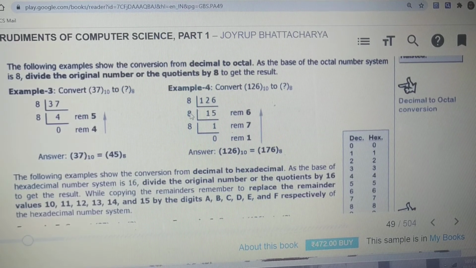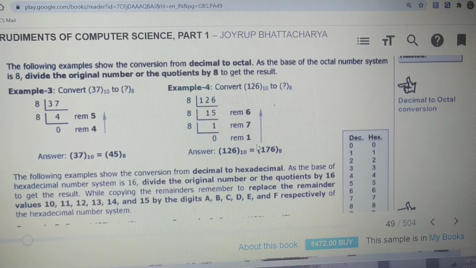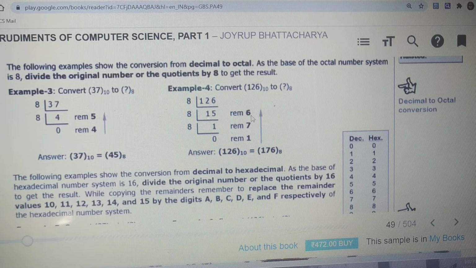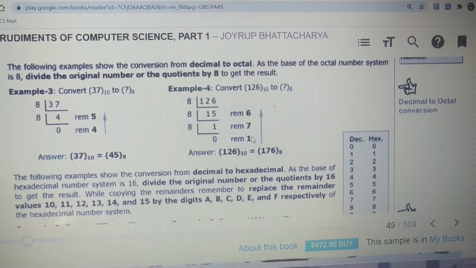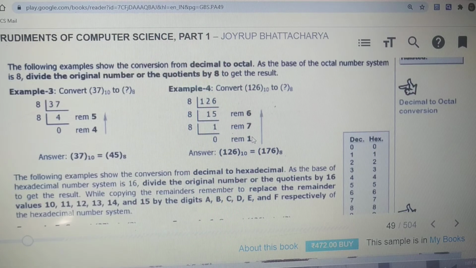Then 15 divided by 8: 8 into 1 is not possible, so 8 ones are 8. The remainder is 15 minus 8, which is 7. Again it is 1. We try to divide 1 by 8. So 0 is the quotient and 1 is the remainder. So from bottom to top, the answer is 176. In this way we are converting the decimal number to the octal number.